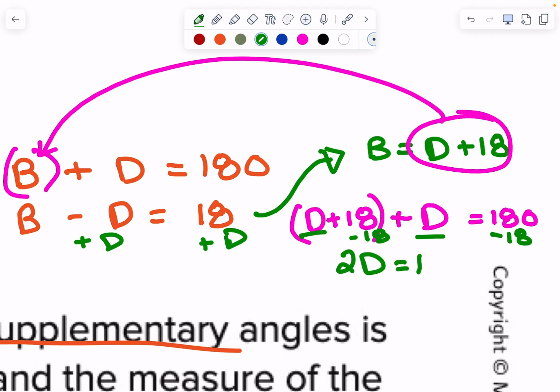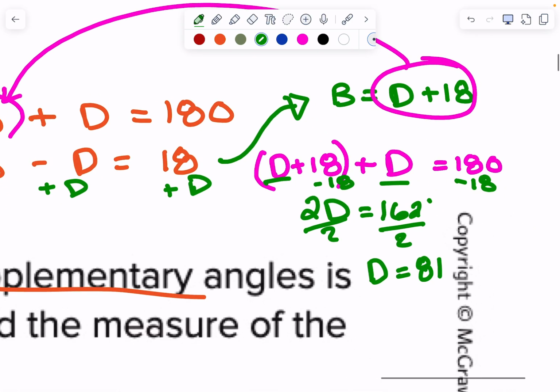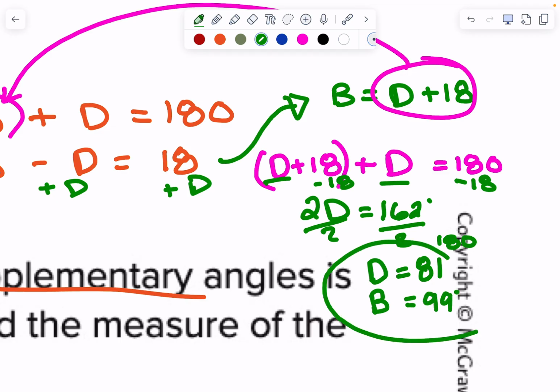Equals 162. Divide by 2, 81. D is 81. Okay? But I know that B and D have to add up to be 180. What's 180 minus 81? 99. 99 degrees.